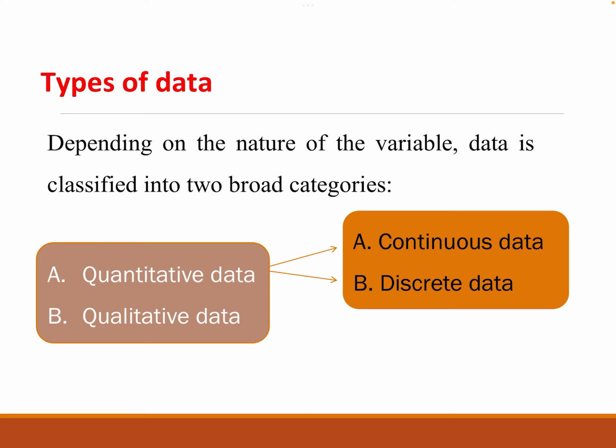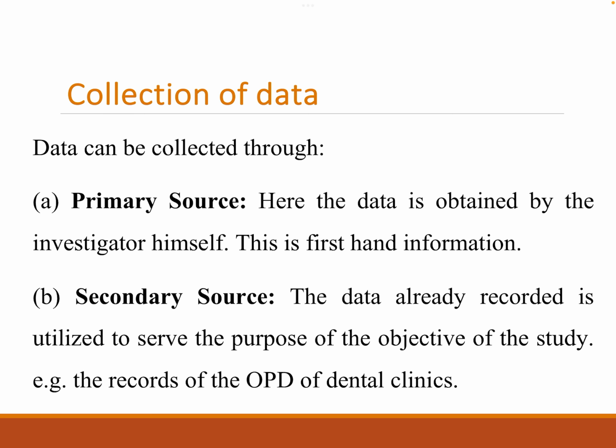There are different types of data. Mainly there are quantitative and qualitative data. Quantitative data can be further divided into continuous data and discrete data. Discrete data can take only whole numbers, and continuous data will take fractional numbers also.